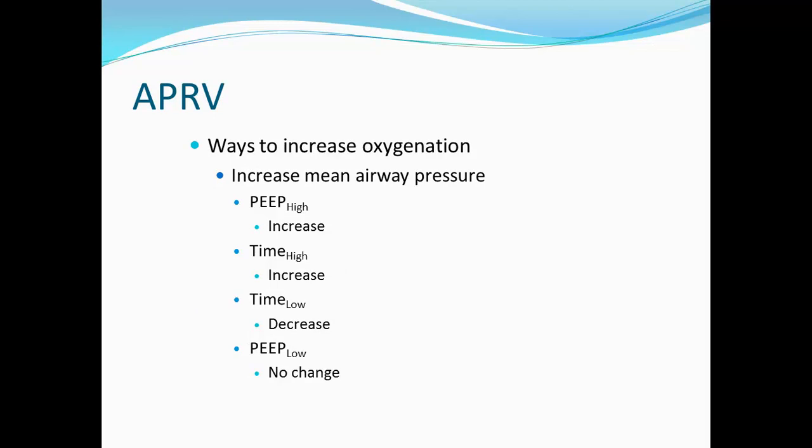When we want to improve oxygenation, generally we want to increase the mean airway pressure. We can increase the mean airway pressure by increasing PEEP high, but we have to be careful again and not go too high. Remember to consider your transpulmonary pressure. We can also increase the time high. This will also increase our mean airway pressure. We can decrease the time low. However, even though that will increase the mean airway pressure, it may reduce the release volumes and increase the PCO2.